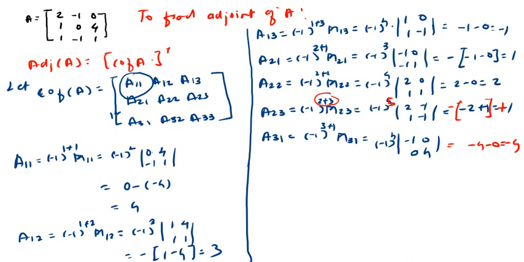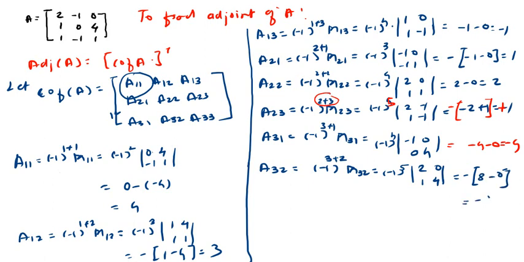Okay, now calculate the element a 3 2, which is minus 1 raised to 3 plus 2 into M 3 2, minus 1 raised to 5 into the determinant, and that determinant is the minor of the element a 3 2. The a 3 2 element is here. So hide this row, hide this column. What remains? 2 0 1 4. So to calculate this, this will be minus into 8 minus 0, which is equal to minus 8.